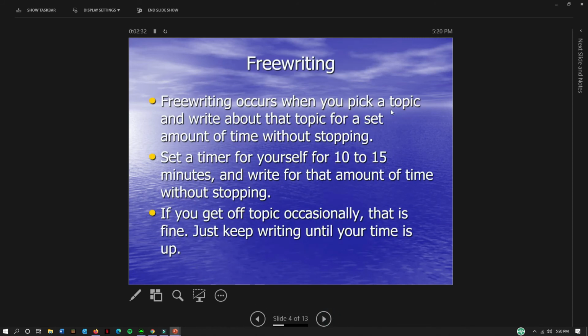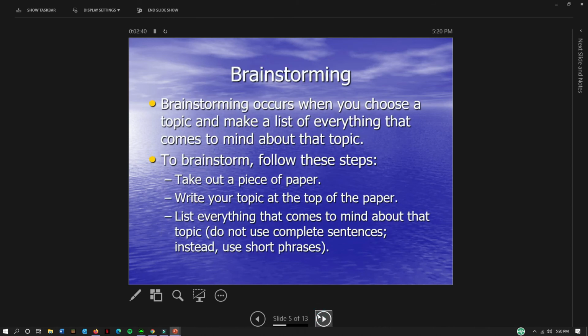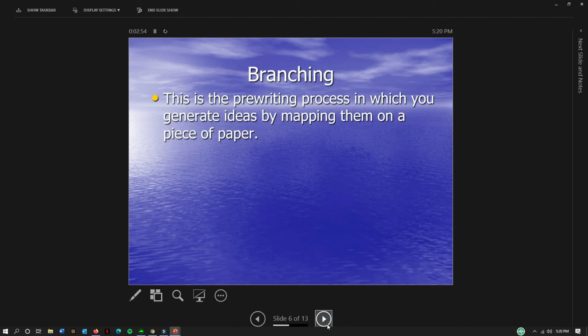So free writing occurs when you pick a topic and write about the topic for a set amount of time without stopping. Keep writing until your time is up. Brainstorming occurs when you choose a topic and make a list of everything that comes to mind about the topic. Take out a piece of paper, write your topic at the top of the paper, and list everything that comes to mind about the topic. You don't have to use complete sentences, just use short phrases.